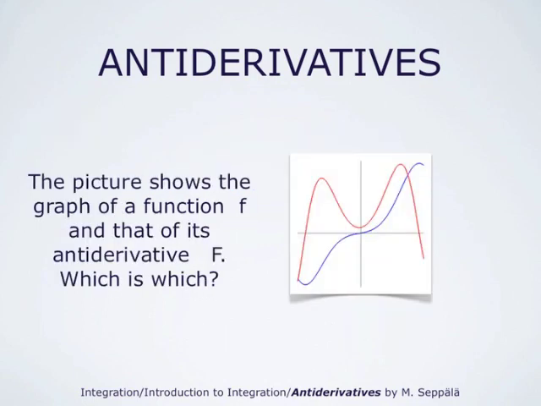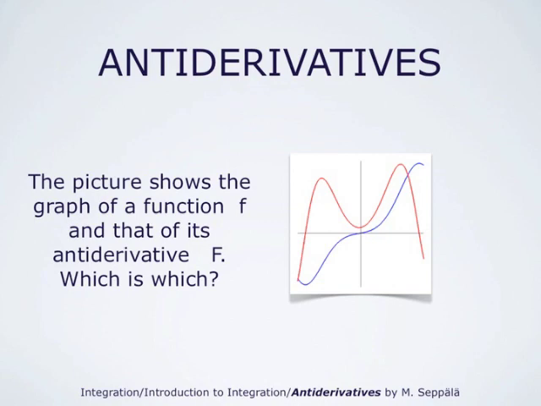In the title page of this video we had the following picture. It shows the graphs of a function and that of its antiderivative. And our task is to figure out which is which. Now, the derivative of an antiderivative is the function itself. Therefore, if the red curve were to be the antiderivative, then its derivative would be the blue curve.